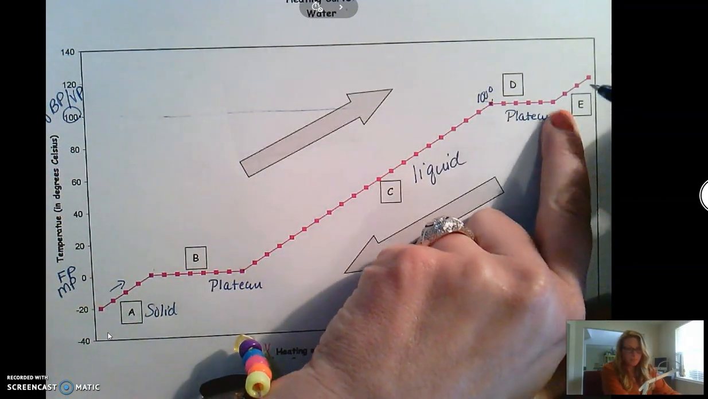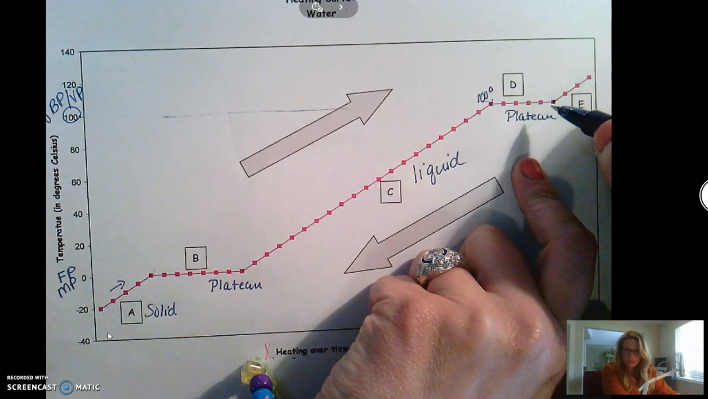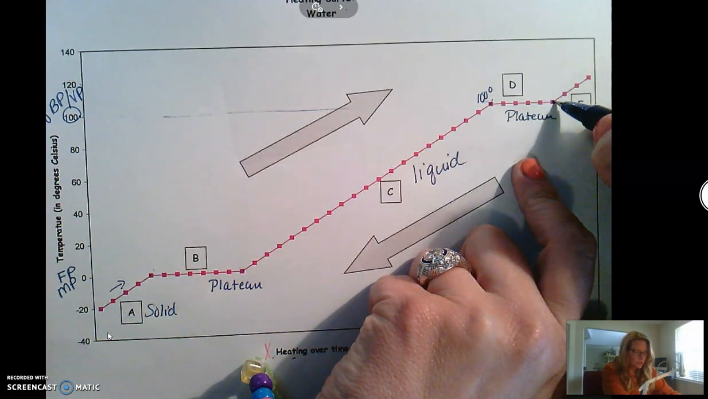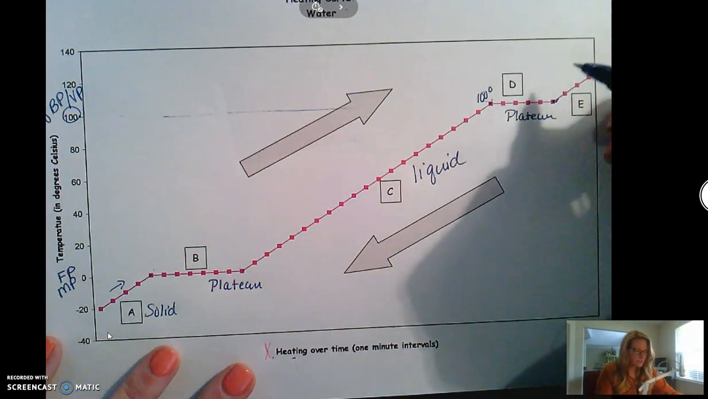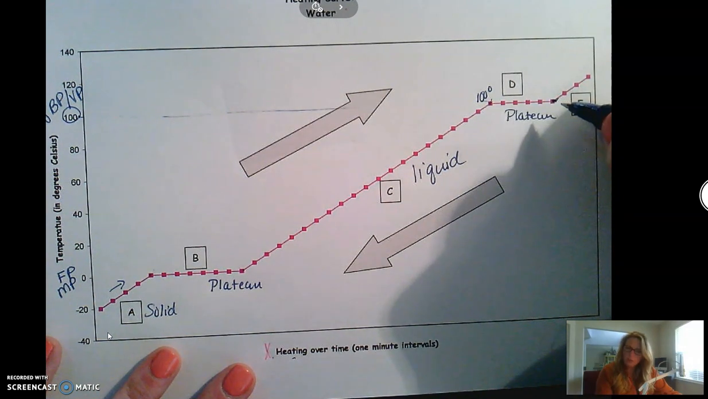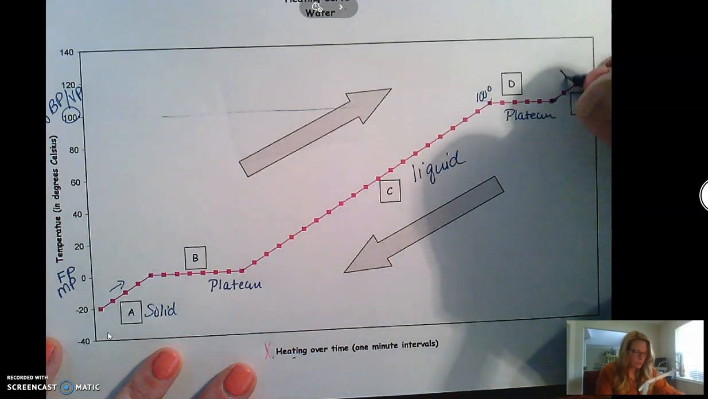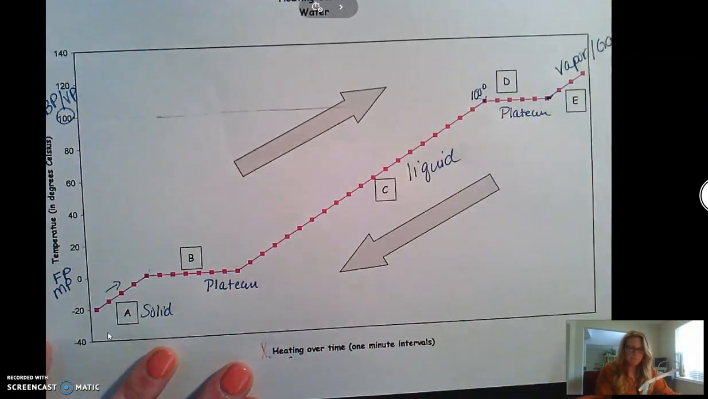Okay, and then you got E. And E is still at 100 degrees because this is flat. So you're still at 100 degrees. E is going to start at 100 degrees and it's going to increase. So as E increases, once you hit 100 degrees, is it a liquid anymore? No. Now what is it? It's a vapor. Or you guys would call it a gas.